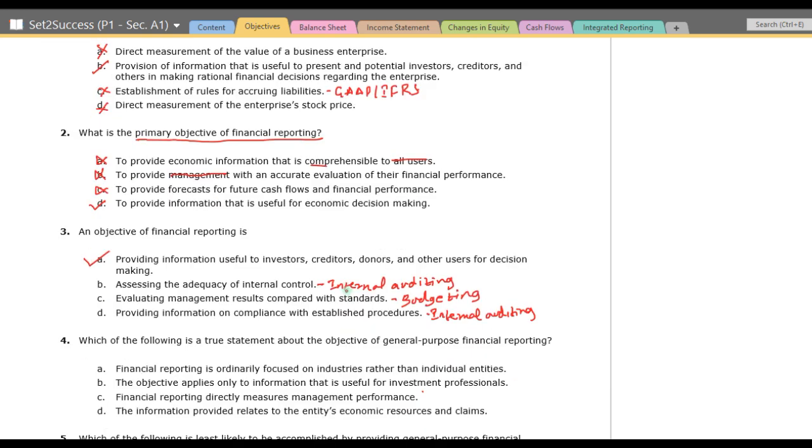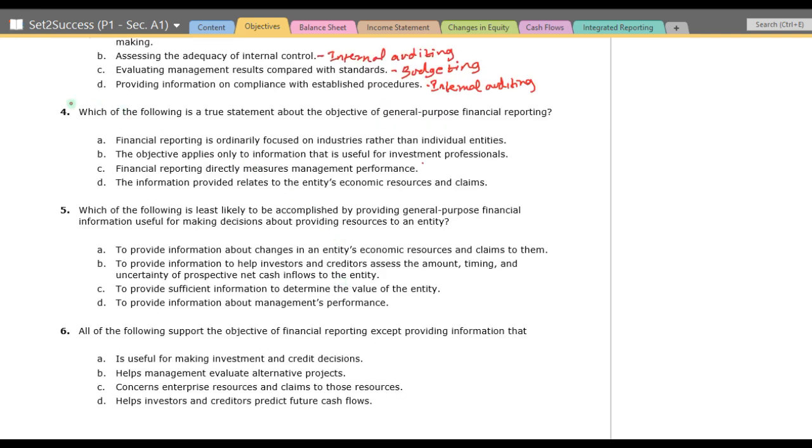Next. Which of the following is a true statement about the objective of general purpose financial reporting? Financial reporting is ordinarily focused on industries rather than individual entities. No. It is focused on industries plus individual entities as well. The objective applies only to information that is useful to investment professionals. No. There are various stakeholders, not only investment professionals. Financial reporting directly measures the management performance. No, it measures the management performance indirectly.